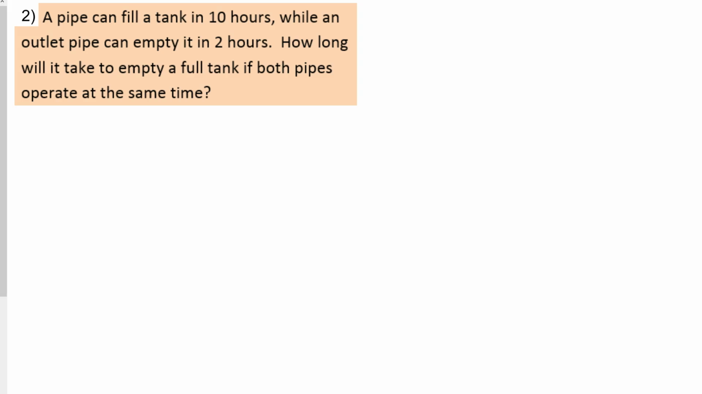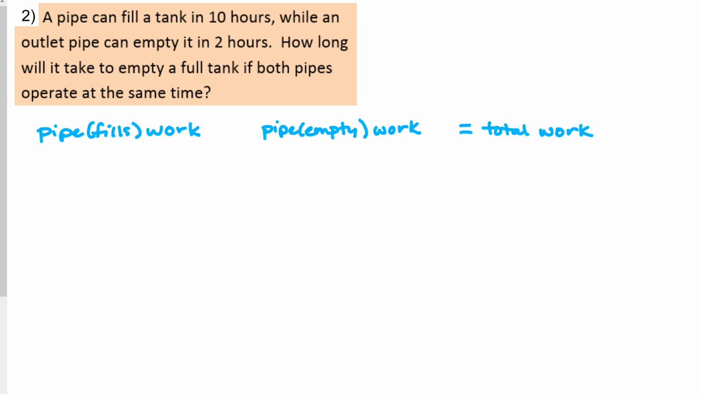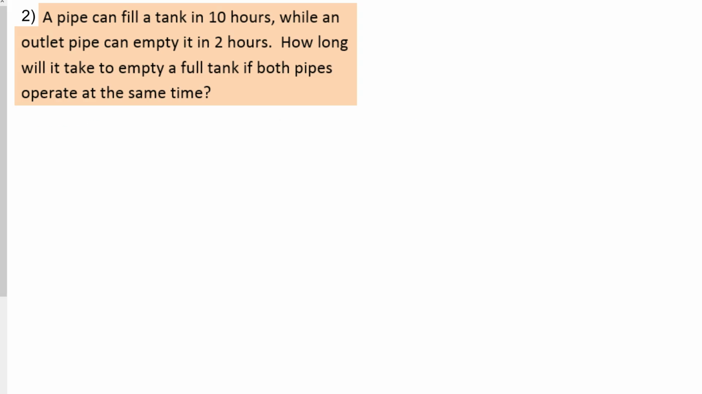Number 2. A pipe can fill a tank in 10 hours while an outlet pipe can empty it in 2 hours. How long will it take to empty a full tank if both pipes operate at the same time? All right, so notice that this problem is a little bit different, and what we need to do is concentrate first on what's happening, what's the goal of the problem. The goal is to empty the tank. And so the amount of work done, the total work, is going to be emptying one tank.